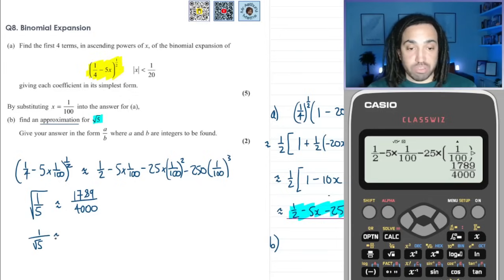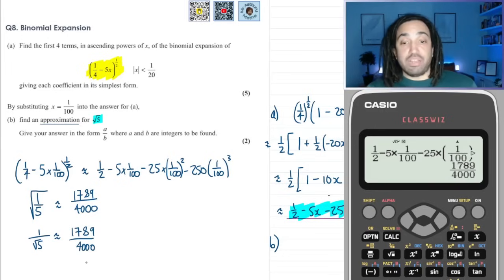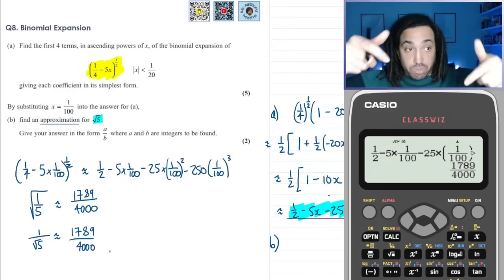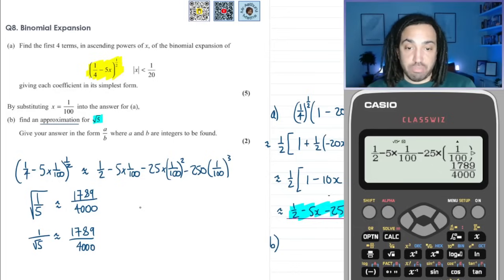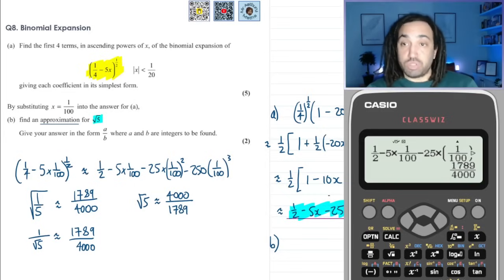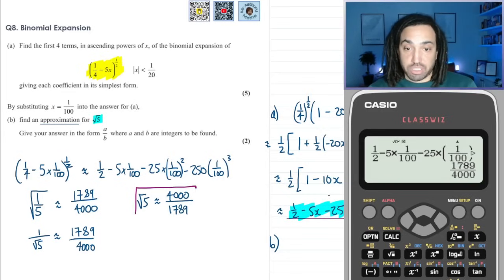And again, that's approximately equal to 1789 over 4,000. And then what we could do is just take the reciprocal of both sides, and that just gives us root 5 over 1, which is just root 5, and that's approximately equal to 4,000 over 1789. Or alternatively, I'll say alternatively because there are two actual correct solutions for this.